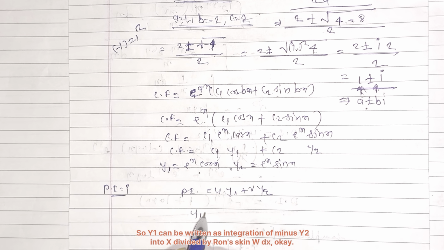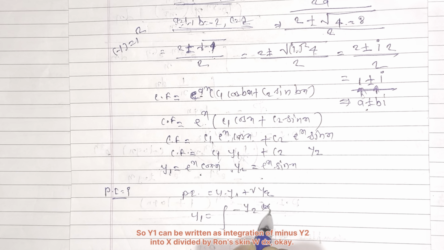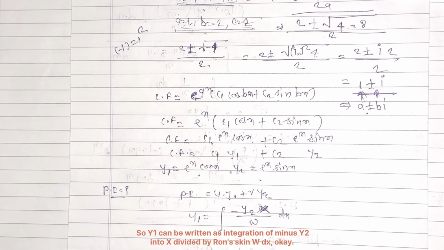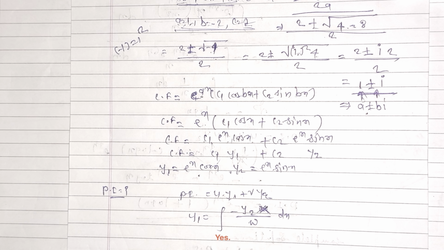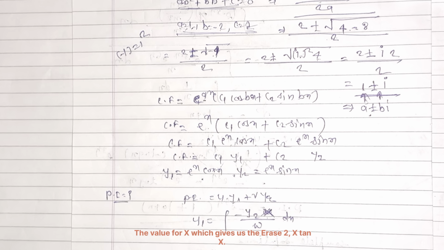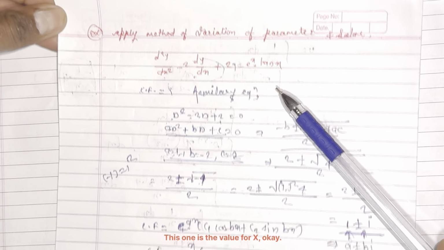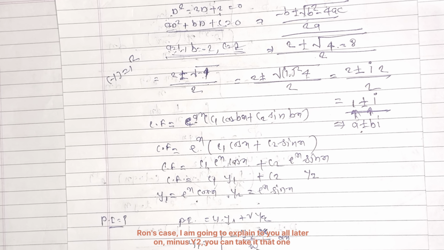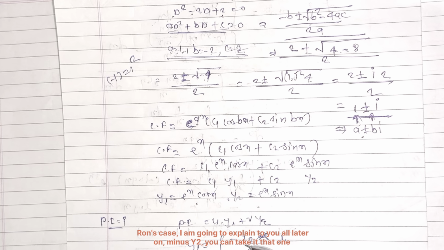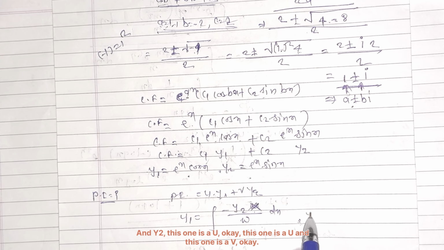So u can be written as integration of minus y2 into X divided by the Wronskian W dx. In my previous lecture I explained what X is, the value of X which gives us e raised to x tan x. This one is the value for X. The Wronskian I'm going to explain to you later on. Minus y2, you can take that one here, into dx.